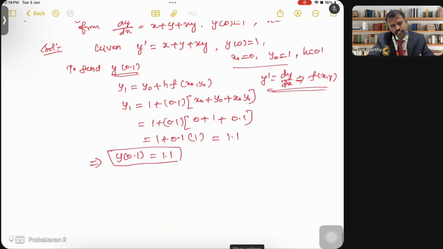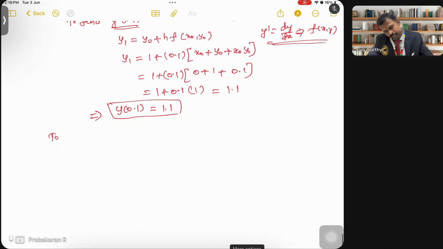Okay, these are all the formulas. So here we will substitute y1 equals y naught plus h f of x naught comma y naught. The value of h is 0.1, right? So we have to replace the function f of x comma y. Already here they are given x plus y plus xy. So in terms of x naught, y naught, substitute the values, then we get the answer. This is the first step, right? Then to find y of 0.2, this is the second step, right?